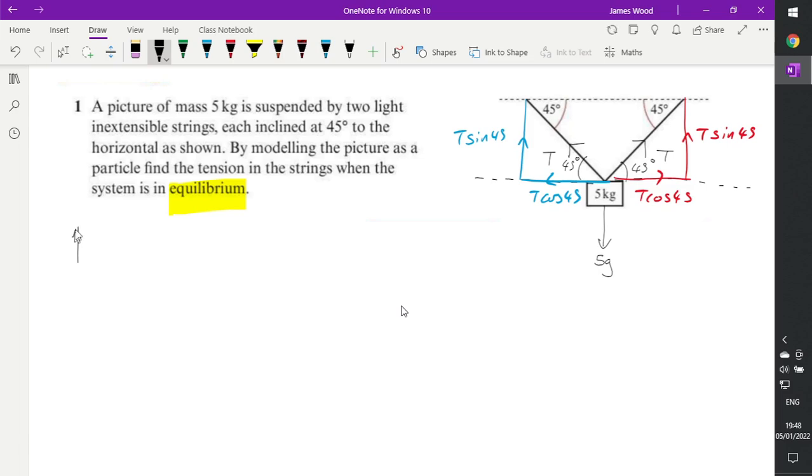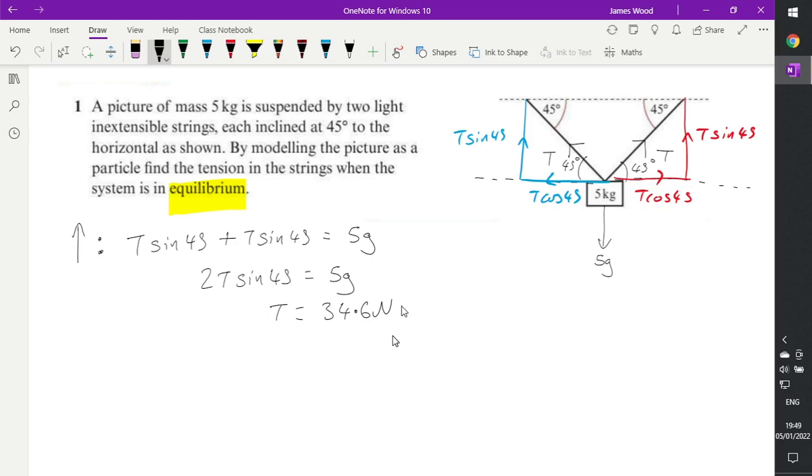Now we can resolve our forces. I'm going to resolve vertically. So I'd have t sine 45, which is this one here, plus another t sine 45. That must be equal and opposite to 5g if it's in equilibrium. Or you could write minus 5g equals 0. And now we should be able to solve this. So we've got 2t sine 45 equals 5 times 9.8. We can solve that to find t. So t is 34.6.